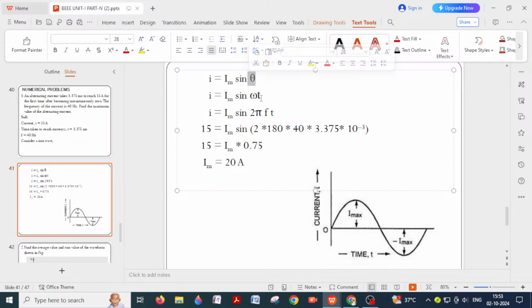Now solve the whole sine term here. If you solve, you will get 0.75. So 15 equals Im into 0.75, so Im is equal to 20 amperes. The maximum value of current is 20 amperes for this given numerical problem. Just note it down.